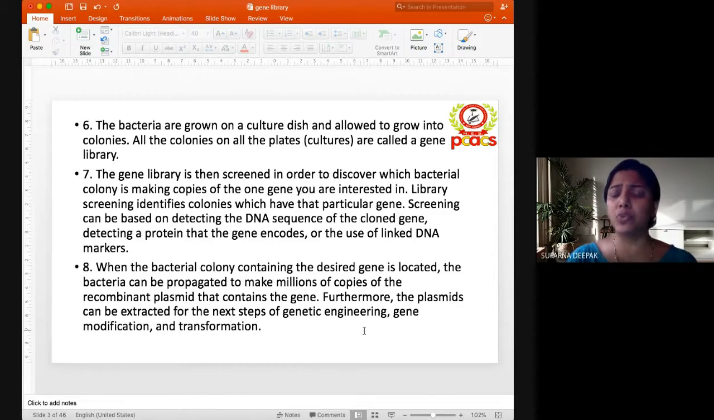Now the bacteria are grown on a culture dish and allowed to grow into colonies. The entire set of recombinant cells that you get on these plates is called your gene library. This gene library needs to be screened in order to discover which bacterial colony is carrying your gene of interest, whenever you want to go for any other work. So, for example, I want to study a particular gene from Drosophila.